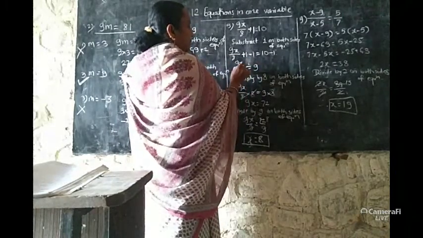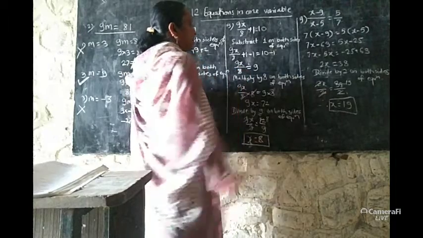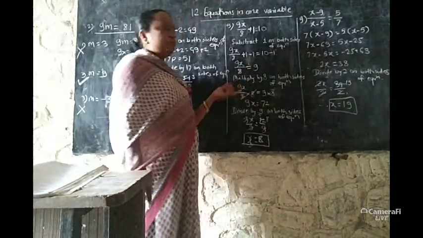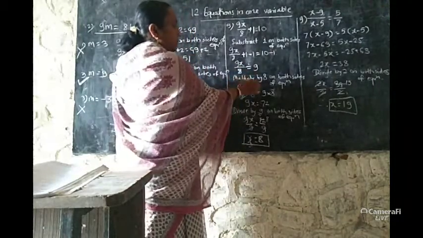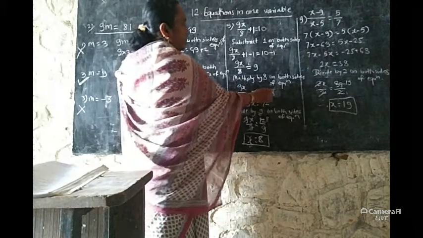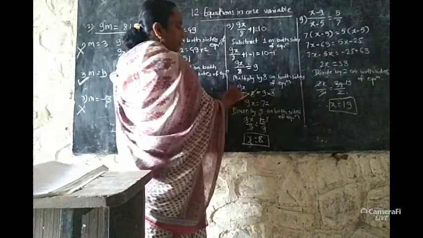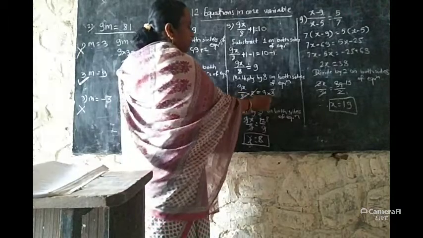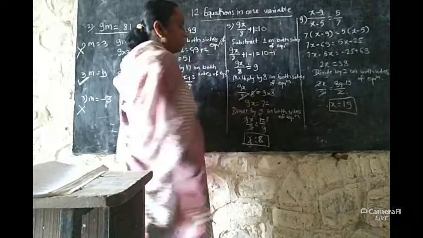Here 8 is in the denominator place, that means it is divided. So we have to multiply by 8 on both sides of the equation. Here write in the equation 9x upon 8 into 8 is equal to 9 into 8. 8 gets cancelled, therefore 9x is equal to 72. This is our next equation.